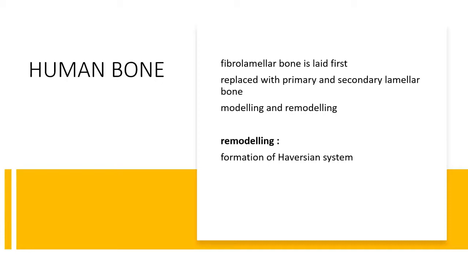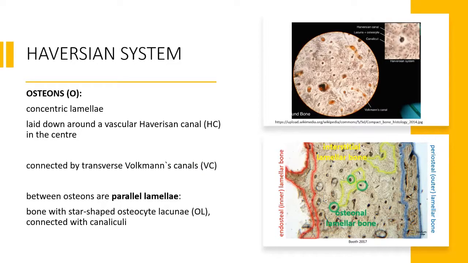In humans, fibrolamellar bone is laid down first and is then replaced with primary and secondary lamellar bone through process of modeling and remodeling. Remodeling, especially with the bone cortex, involves formation of Haversian system with secondary osteons. In Haversian system, concentric lamellae are laid down around the vascular Haversian canal in the center, connected by transverse Volkmann canals. In between osteons are parallel lamellae, interstitial bone with star-shaped osteocyte lacunae, which are basically captured osteocyte cells, connected with canaliculi.